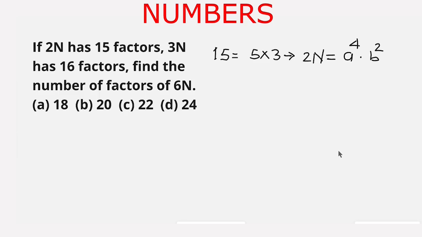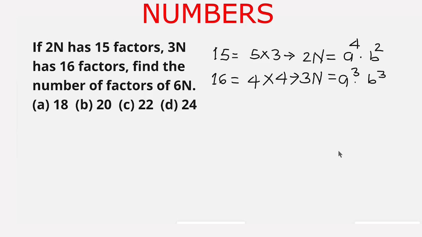Now 3n has 16 factors. 16 equal to 4 multiplied by 4, and this gives 3n. It means that if the factors are 4, therefore the power of a is 3, and also it is 4 multiplied by 4, so it means that the power of b is also 3.